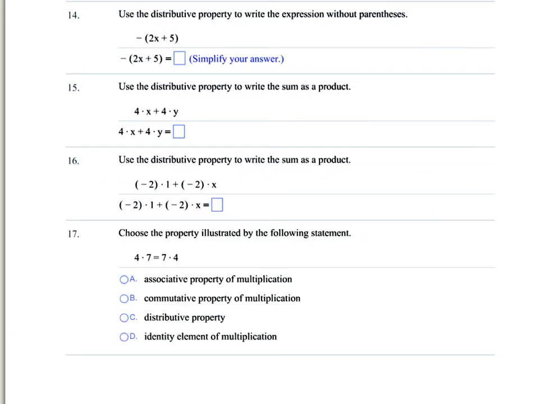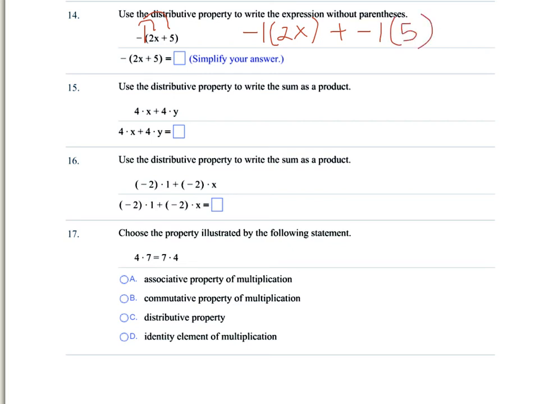Number 14 is pretty similar to the one we just did. The only thing is there's not really a number outside of this parentheses for us to distribute with. But anytime you don't see a number, it's understood that that number is 1, because 1 times anything is itself. So really outside of this parentheses there's a -1. So we're going to distribute with -1. So -1 times 2x plus -1 times 5.